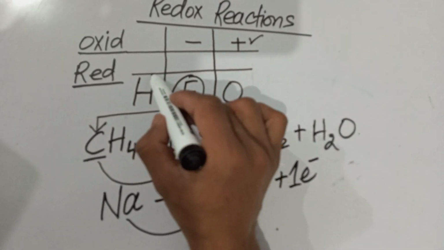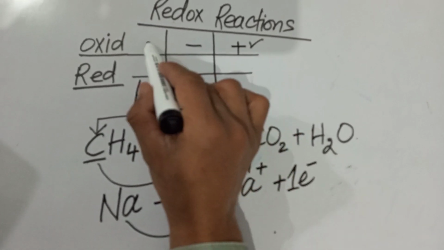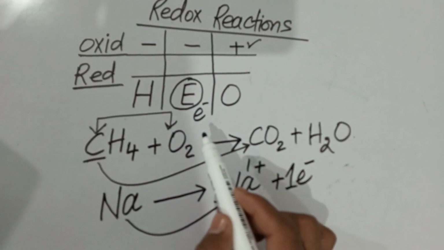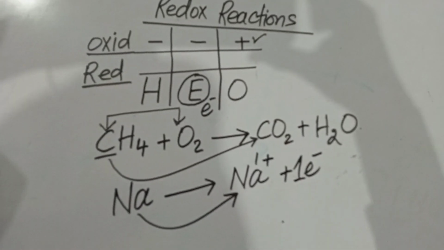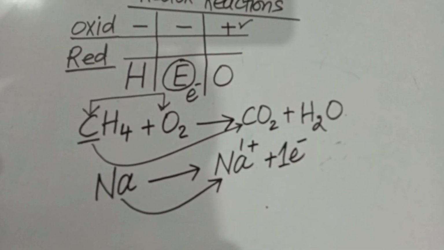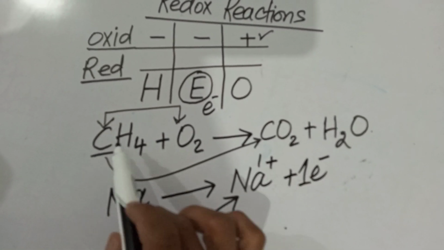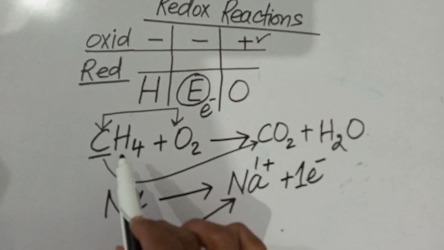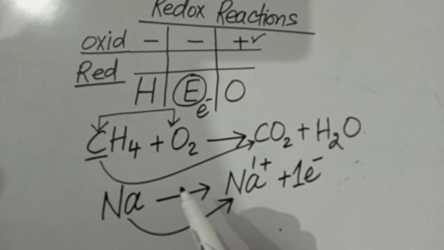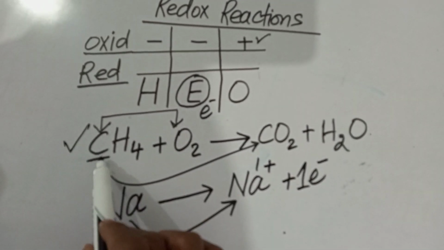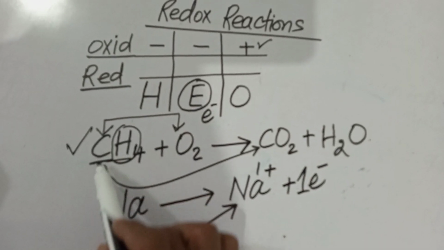Third one, through hydrogen. If an element loses a hydrogen atom, that means hydrogen is removed from any molecule, not an element but a compound or a molecule, then the molecule undergoes oxidation. In this example, you can see hydrogen is removed from this methane.